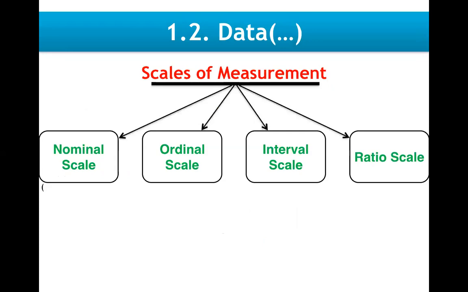The third scale of measurement is the interval scale. The scale of measurement for a variable is an interval scale if the data have all the properties of ordinal data and the interval between the values is expressed in terms of a fixed unit of measure. Interval data are always numeric.